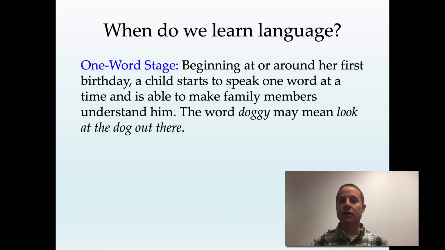Okay, next stage is called the one-word stage. Around age 1, little babies start to speak one word at a time. Usually it's mama, dada, things like that, doggy. And so they'll say doggy, and sometimes they'll point at the dog, or they'll say mama, and they'll reach for mom. So they start to learn that language.